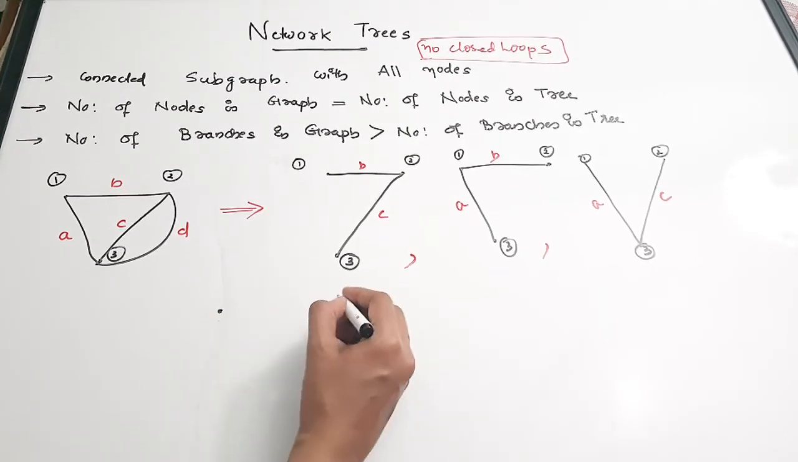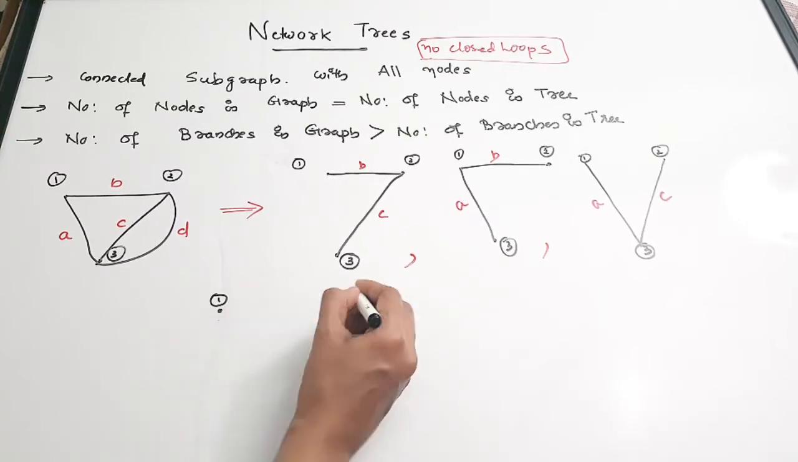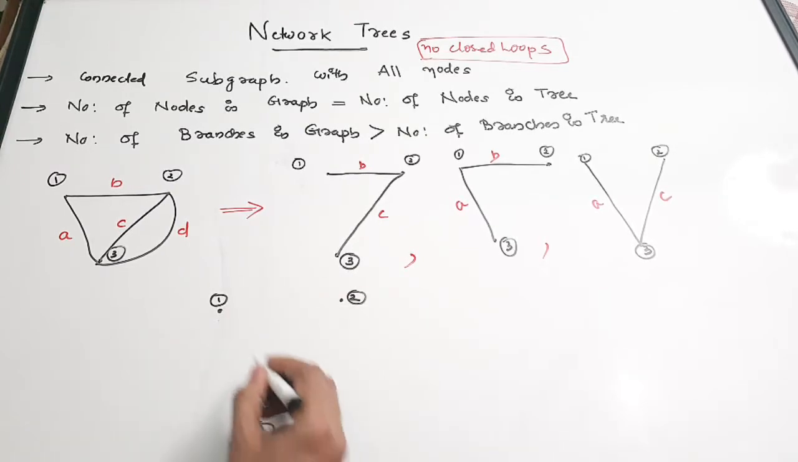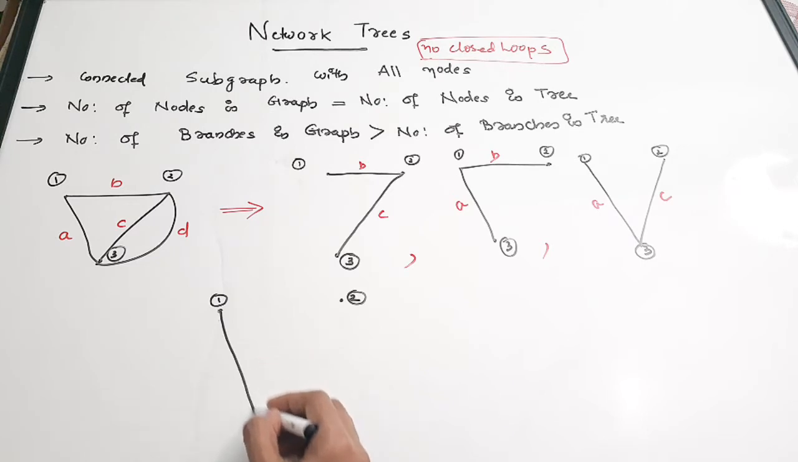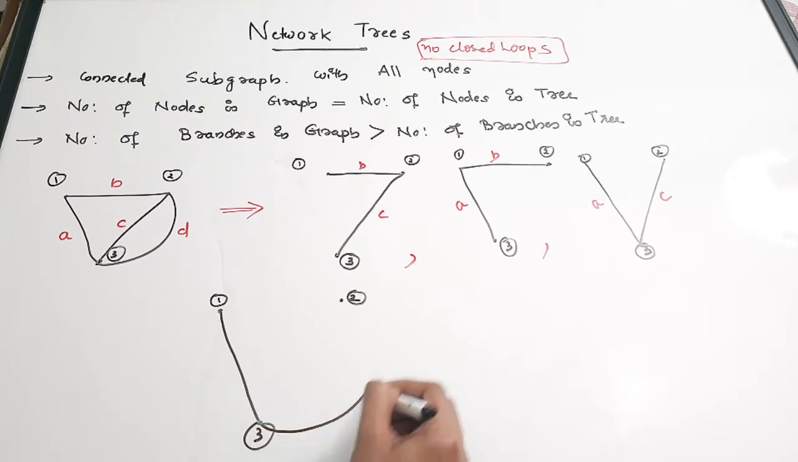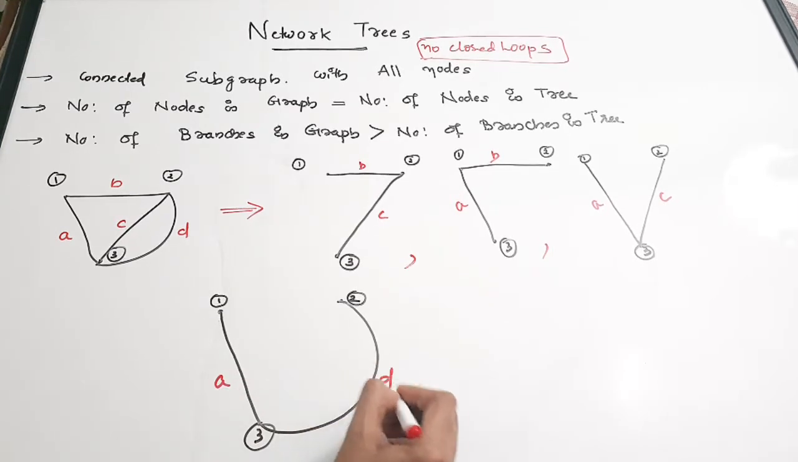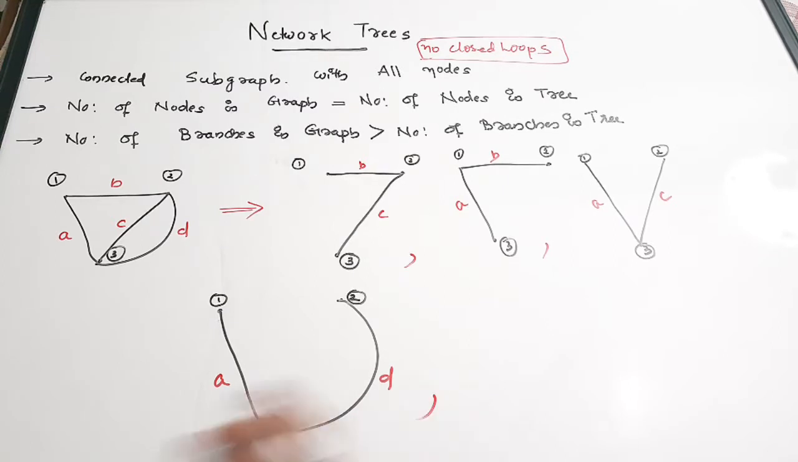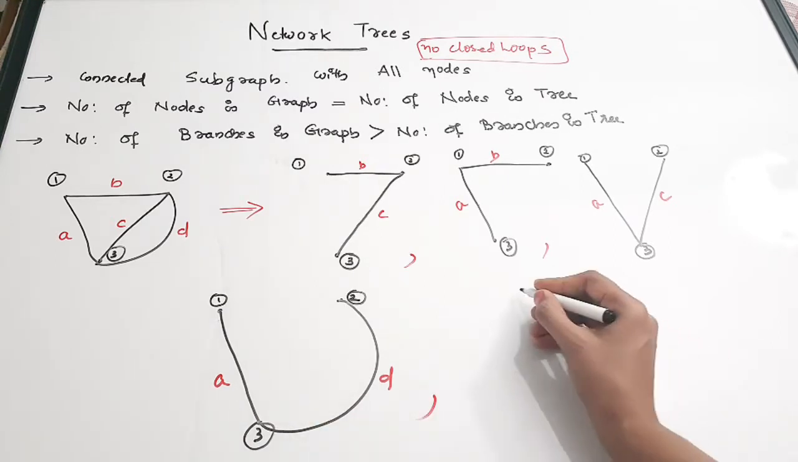1, 2, and 3. Now, I am going to include the branches A and D. Okay. So, A and D branch I have included for this tree. And the last tree which we can form is this.